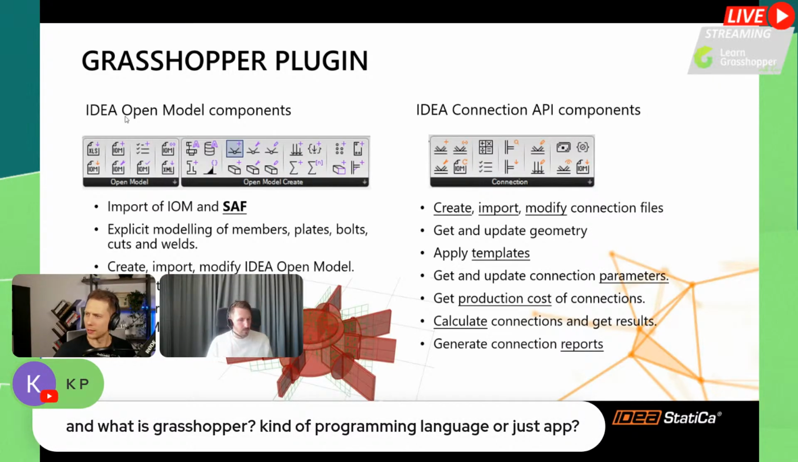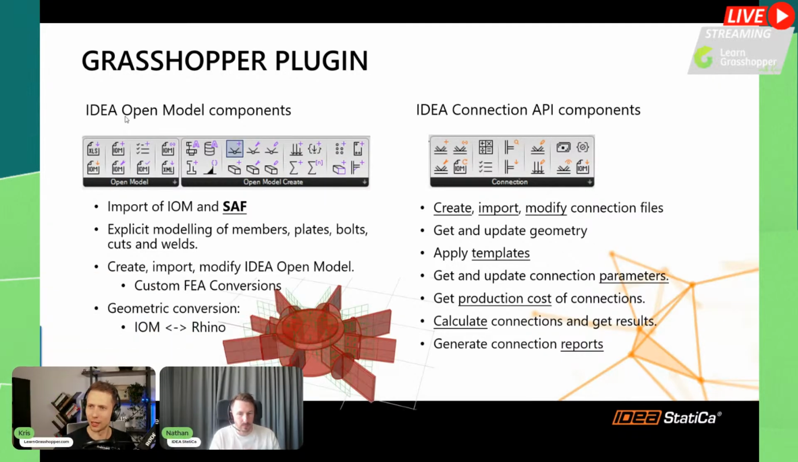I would like to add one more, because we had a question: what is Grasshopper, a kind of programming language or just an app? So, a short introduction to Grasshopper. It is a visual programming environment that runs inside the Rhino application. It's easier to start and learn than Python and C#, because everything is based on blocks and components. And you can see right now what Nathan is showing. These are components that he has created.